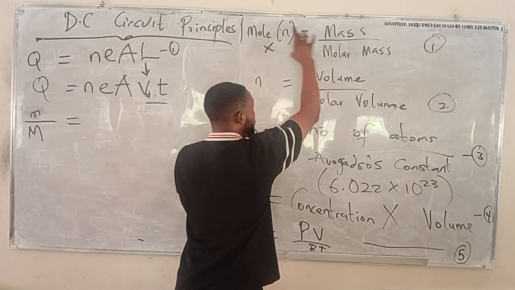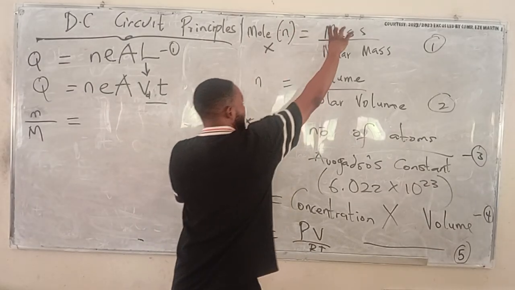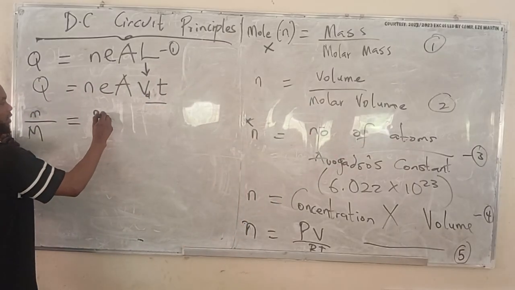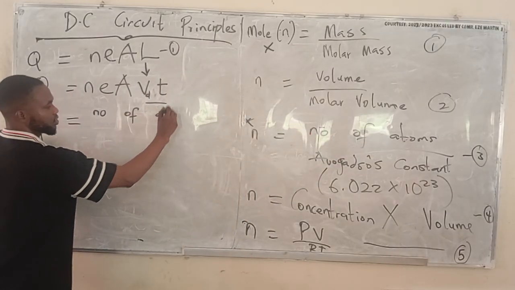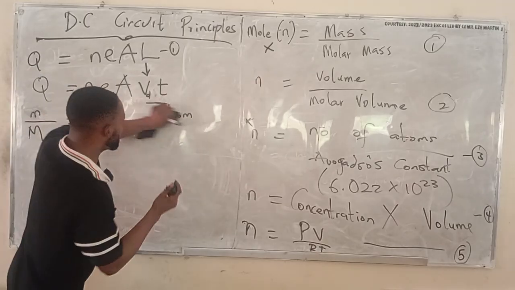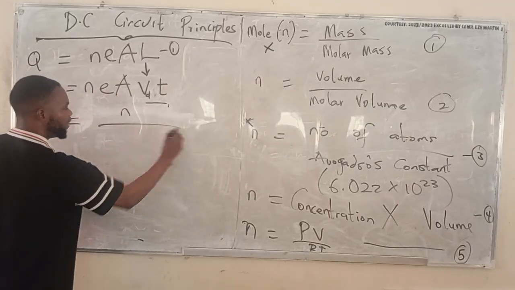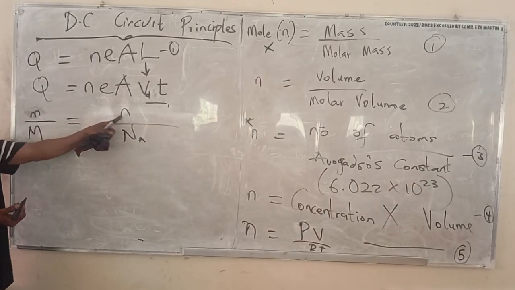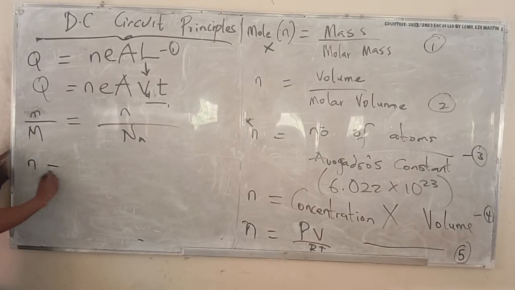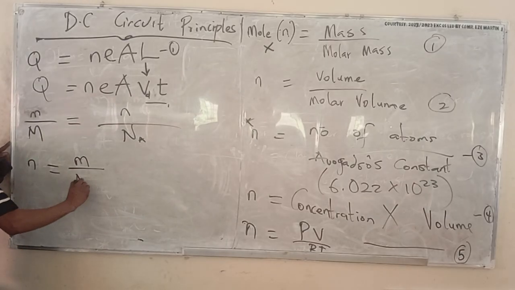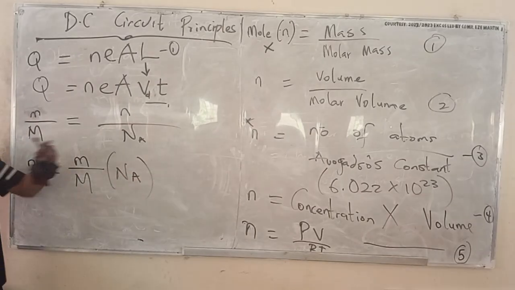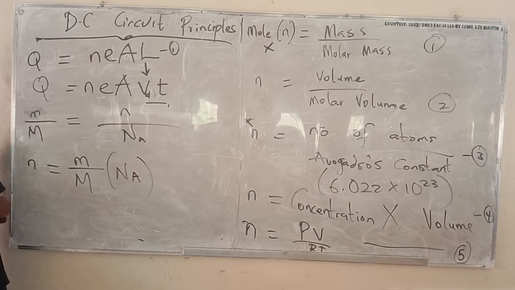If this is mole, it's the same thing with any that is here. Carry this and put it here. So it equals the number of atoms, which is N, over Avogadro's constant, represented with NA like this. Making N the subject of the formula, you now have N equals mass over molar mass times NA. Now notice there is nothing like mass of anything.